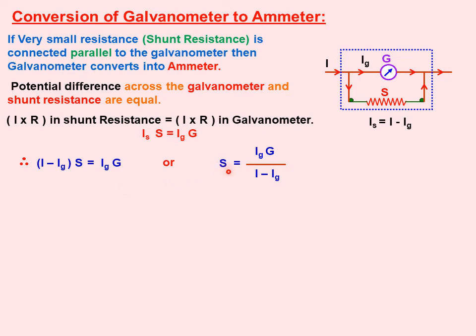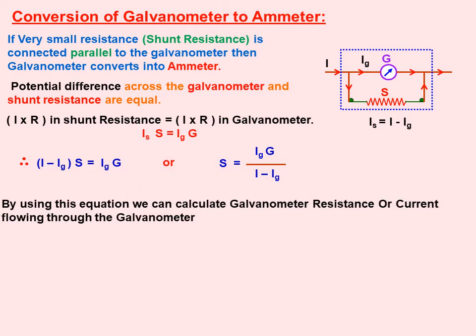So we can write shunt resistance S is equal to Ig G upon I minus Ig. So S is the shunt resistance, Ig is the current flowing through the galvanometer, G is the resistance of the galvanometer coil, I is the total current, and Ig is the current flowing through the galvanometer, as I said. So from this equation you can find all these values, okay, and this equation is the golden equation. We have to convert as per our demand in the numerical, okay. So hope you understood. By using this equation we can calculate galvanometer resistance or current flowing through the galvanometer.